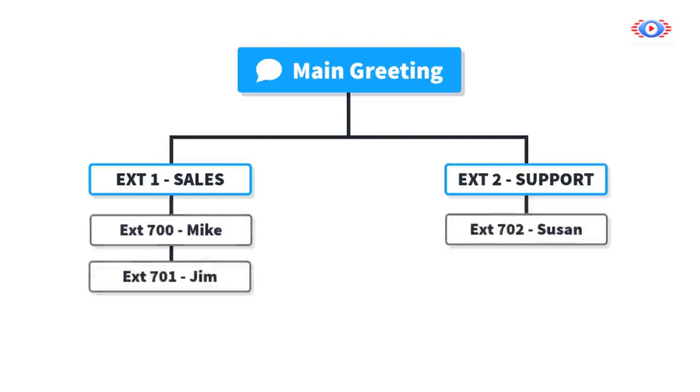Here's what their main greeting might sound like. Thank you for calling ABC Company. For our sales department, press 1. For our support department, press 2. If you know your party's employee extension, you may dial it at any time.